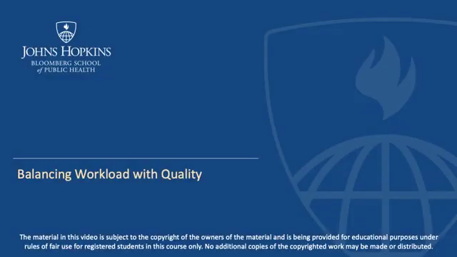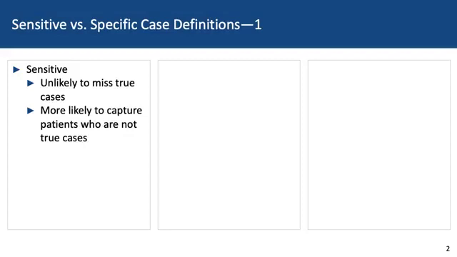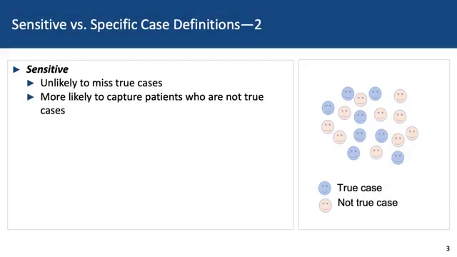In this section, we're going to talk about balancing workload with quality when it comes to case definitions and public health surveillance. We can think about case definitions as being sensitive or specific. Let me tell you more about what that means.